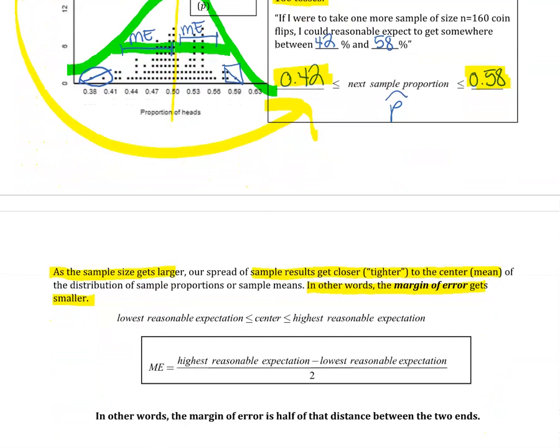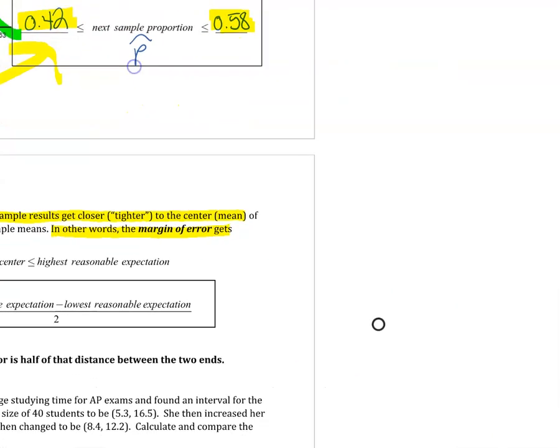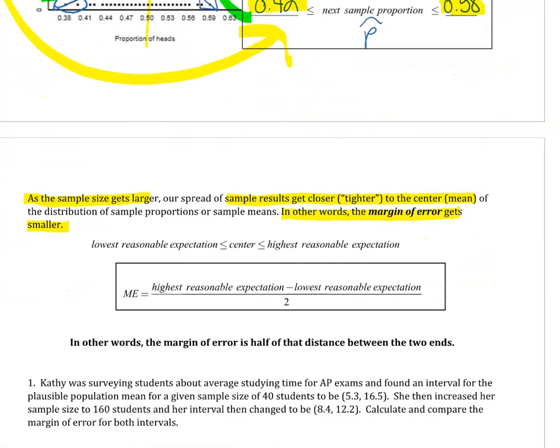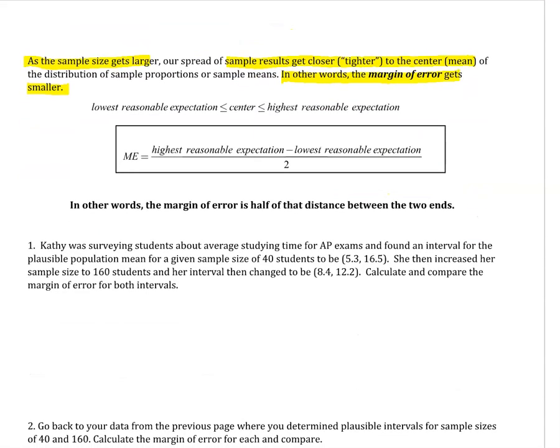Now, in order to calculate our margin of error, because there are two margins of error fitting in that middle 95, we're going to use this little formula right here in the box. Margin of error equals highest reasonable expectation minus the lowest reasonable expectation divided by 2. Or I'll write it like this. Margin of error equals high minus low divided by 2.